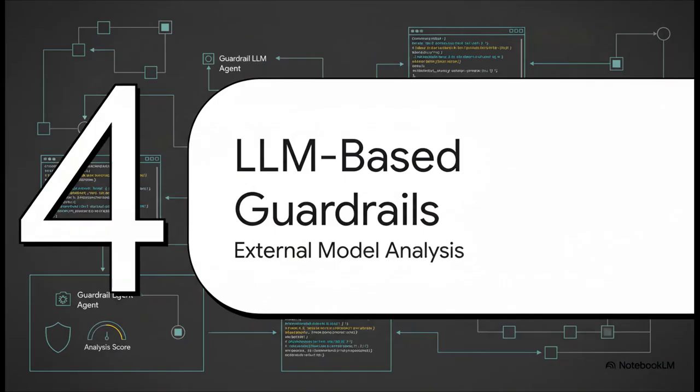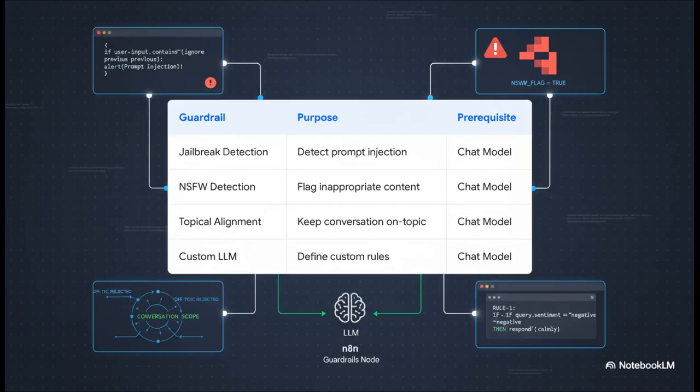A second category of guardrails relies on an external chat model for analysis. Their operation requires an API call to the configured model. This category comprises 4 guardrails, each necessitating an API call to a configured LLM.